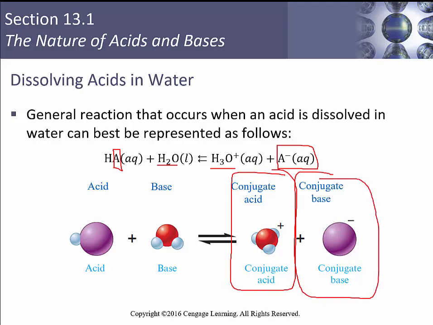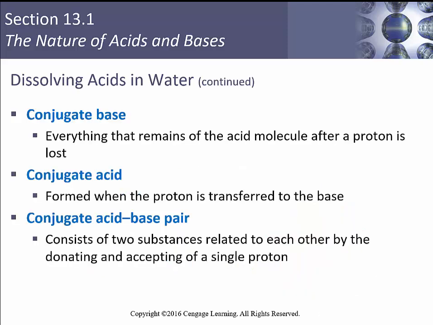So we're going to see some HA and A minus things going around, where this A is just the other stuff. The conjugate base for HCl would have been Cl minus. If it was acetic acid, it would be acetate as the conjugate base. So it's whatever is left over is the conjugate base. So our conjugate base is everything that remains of the acid molecule after the proton is lost. The conjugate acid is formed when the proton is transferred to the base. And we have what's called a conjugate acid-base pair, which consists of two substances related to each other by the donation or accepting of a single proton.